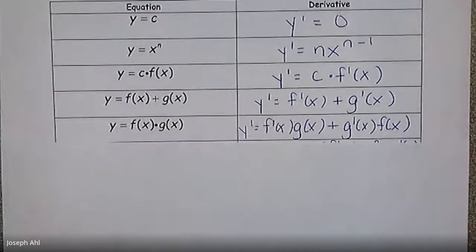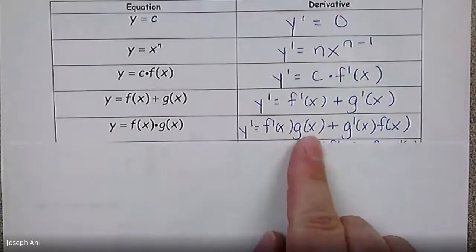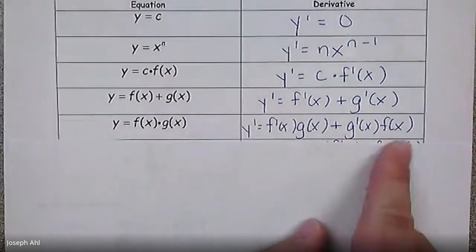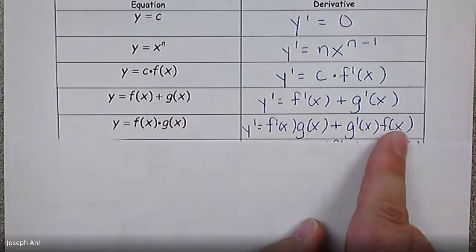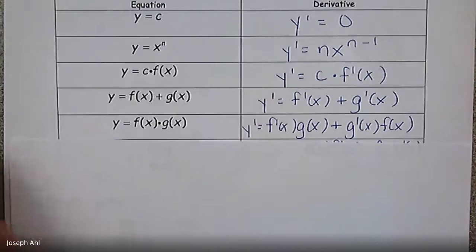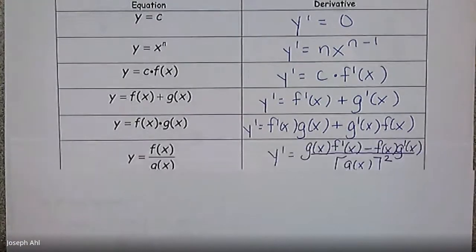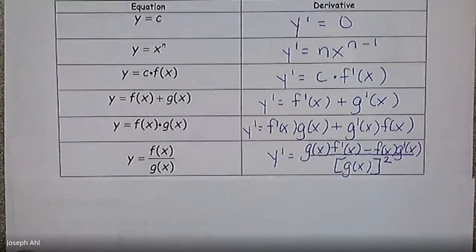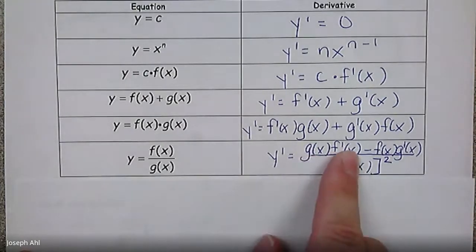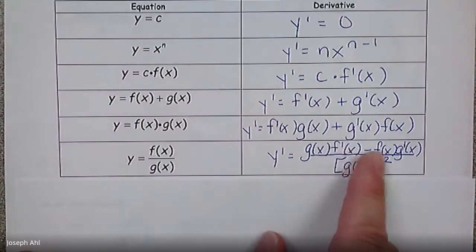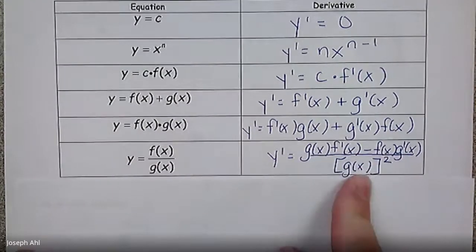Right? The derivative of a product equals the derivative of the first times the second plus derivative of the second times the first. Hopefully you're feeling pretty good about product rule at this point. And then finally, our new quotient rule that we have, f of x divided by g of x. Our derivative would be low d high minus high d low over low squared, right? Low g of x d high, derivative of the top minus high d low, and then we got low squared down there.